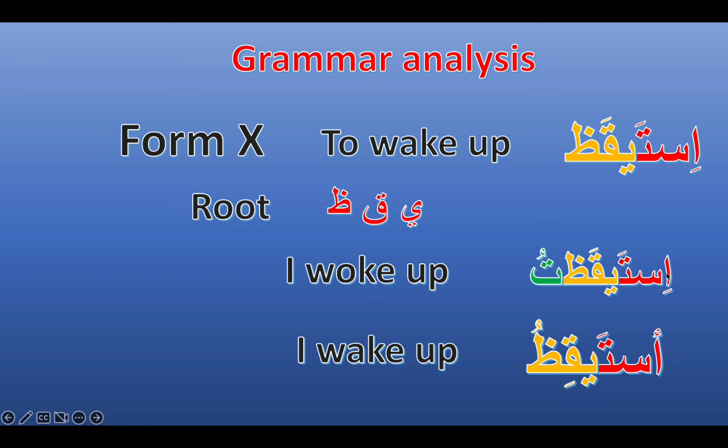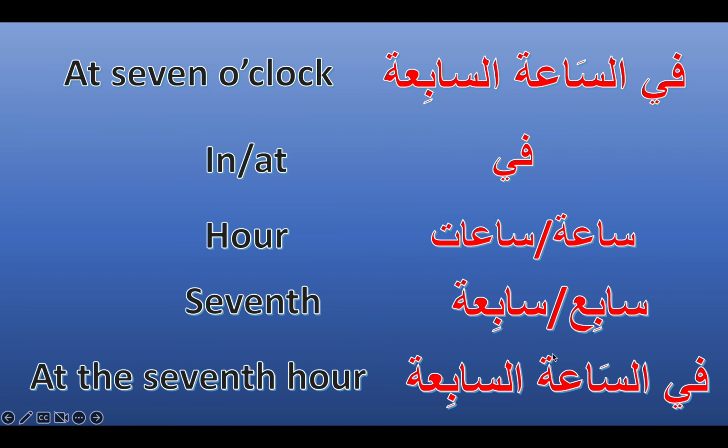So I woke up, istayqadtu. You woke up, istayqadta, etc. Conjugating a form 10 verb in the present is slightly different. You just change the vowels around. So I wake up is astayqidu. You wake up, tastayqidu. He wakes up, yastayqidu.